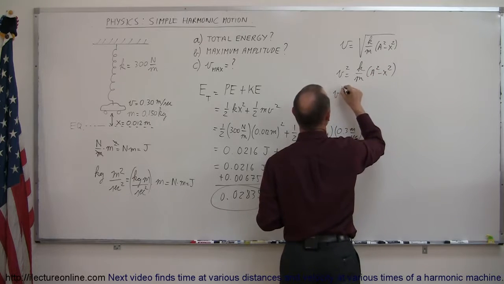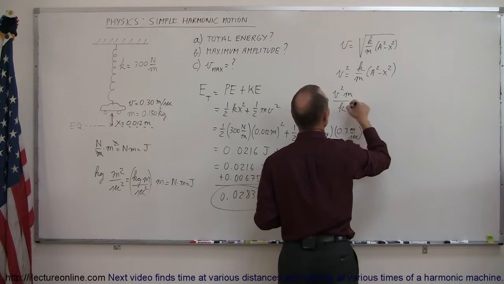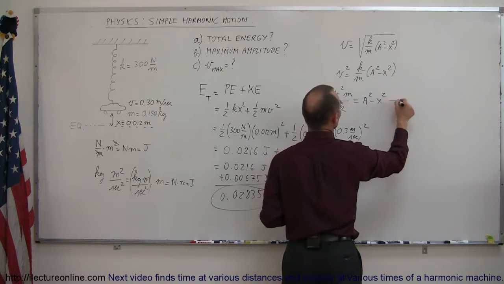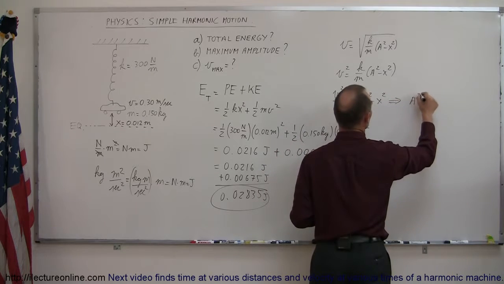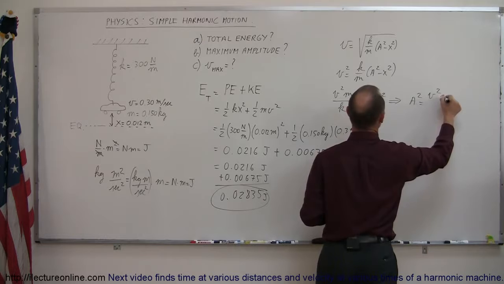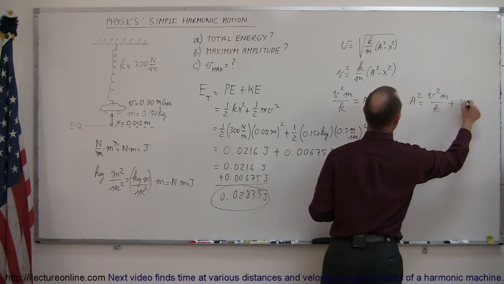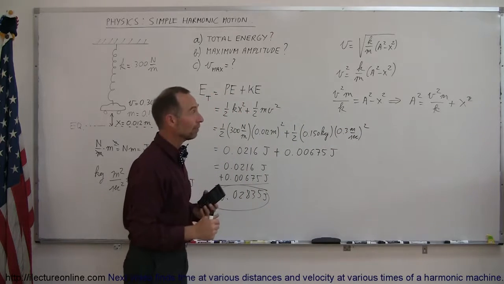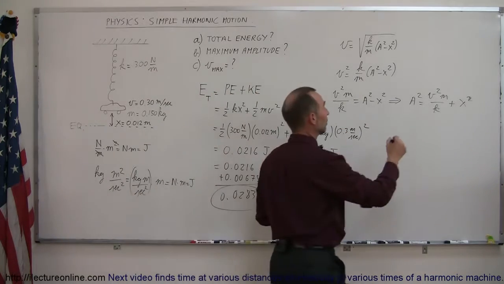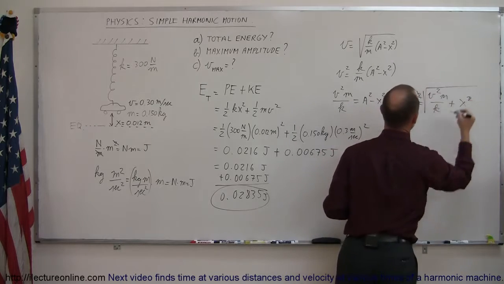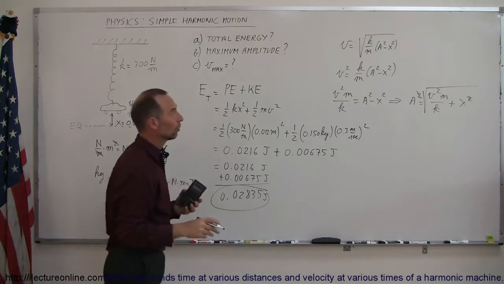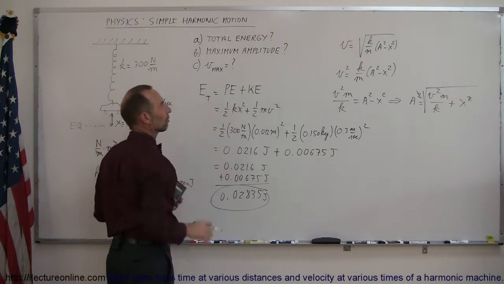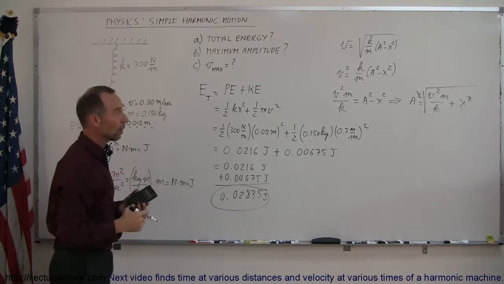So then we can say that v squared times m over k, by putting m over there and k down here, is equal to a squared minus x squared. And so finally, I can say that a squared is equal to v squared m over k plus x squared, by moving the x squared term over to the other side of the equation and flipping it around. And then finally, we can take the square root of both sides, like so, and that allows me to find the amplitude. So notice that we can use that very same equation that was derived from the energy equation in terms of velocity to find any variable that we want.